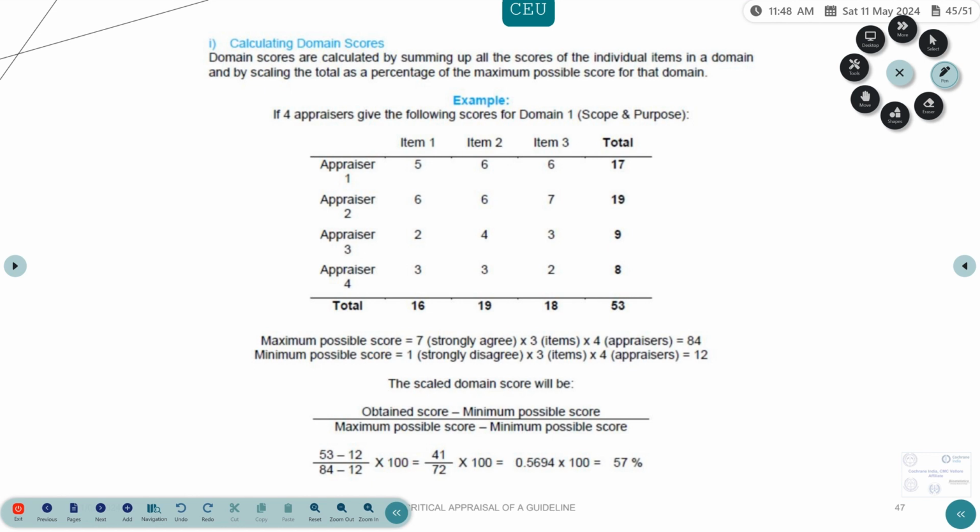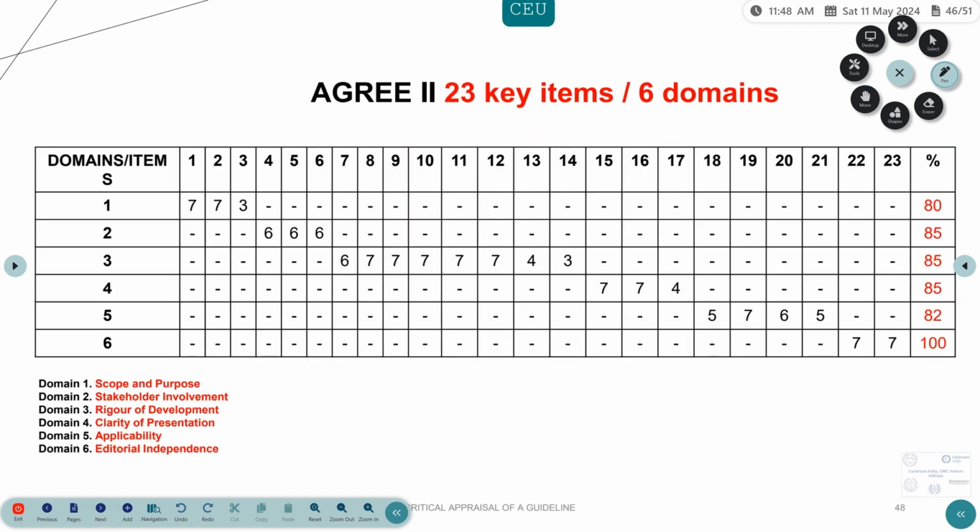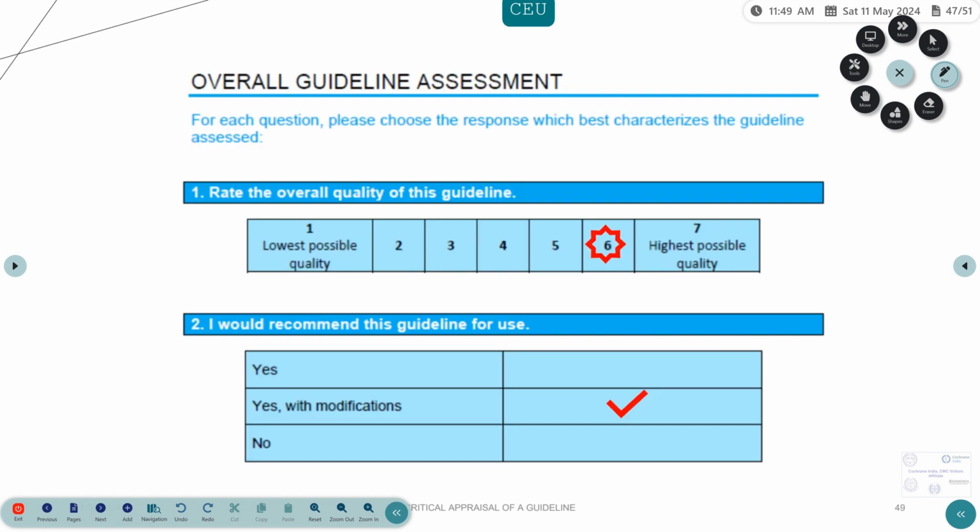They will add up each, and then divide it by the maximum total, which is 84, and arrive at a percentage which gives you the quality of that domain itself. I have done mine, and with the ratings I have given, I found each domain has 80, 85, 85, 85, 82 and 100%. Likewise, 3 other people should do it, and then we should combine all results and find out if it's actually a good guideline.